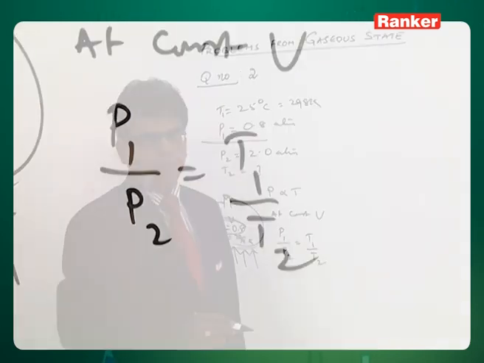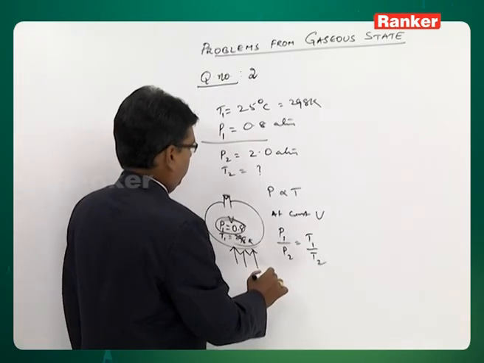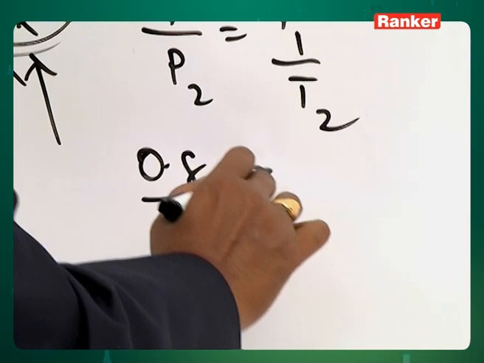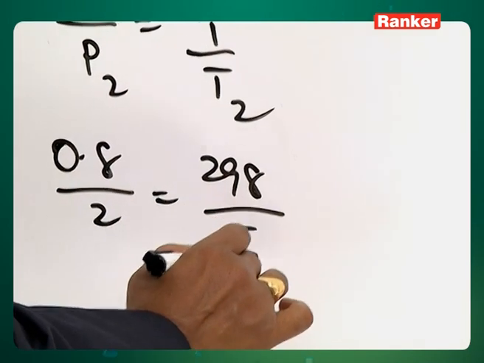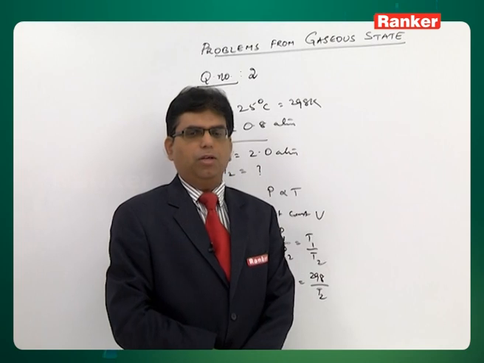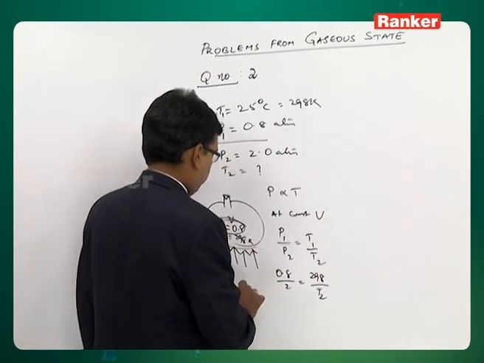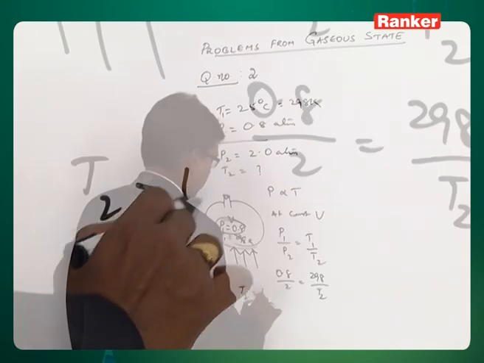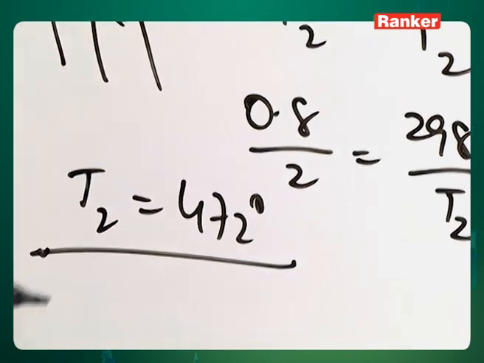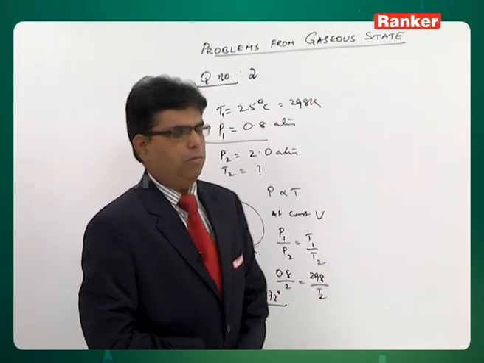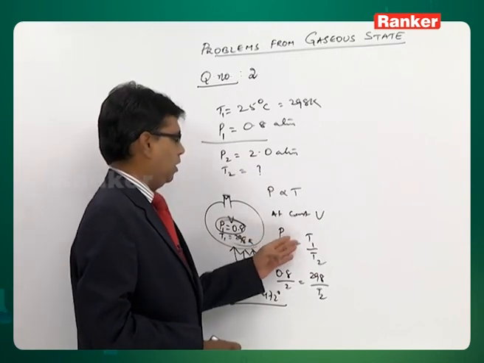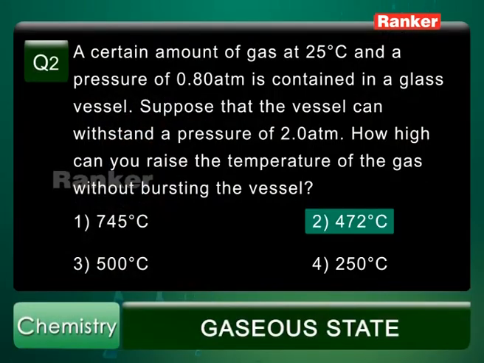From this, 0.8 by 2 is equal to T1, 298 Kelvin, by T2, which is what we have to find. Again, if you do the simplification, we will get T2 as 472 degrees Celsius. So this is how simple questions based on P1 V1 by T1 equal to P2 V2 by T2, or at constant volume P1 by P2 equal to T1 by T2, can be solved.